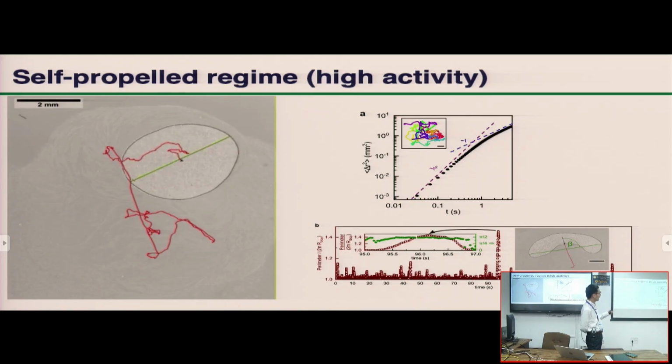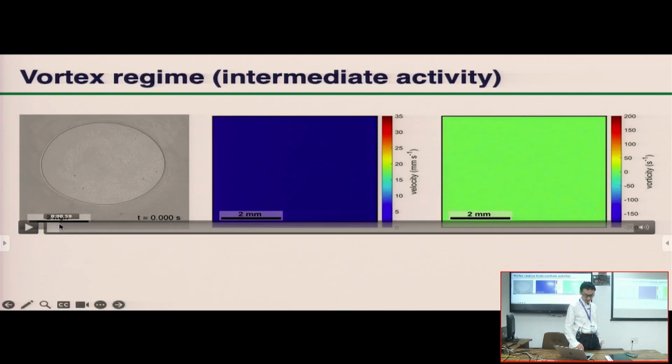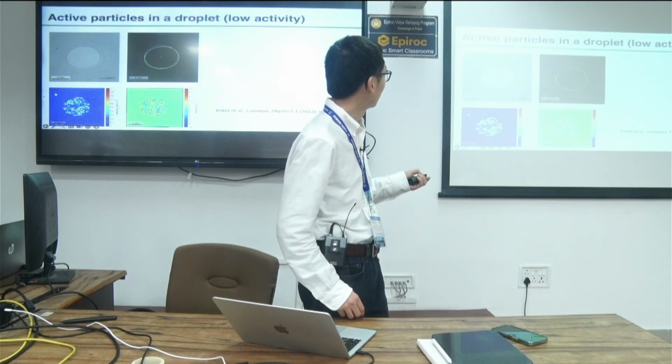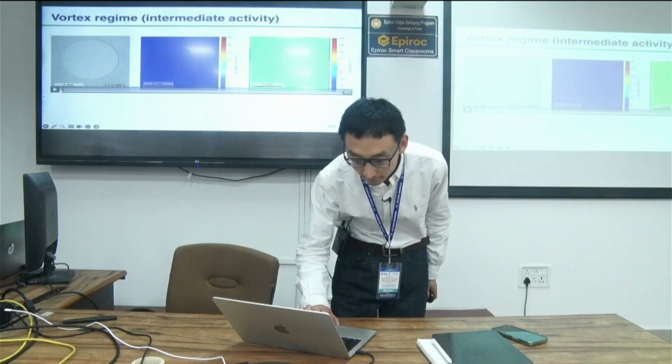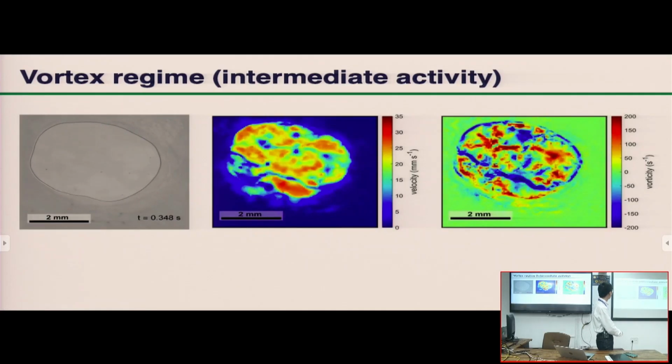The point is the effective dynamics of the droplet is just like an active Brownian particle, and it has all these properties that we saw before. For high activity, it is just active. For intermediate activity, it spins, stable. It doesn't propel out. It just spins in place.